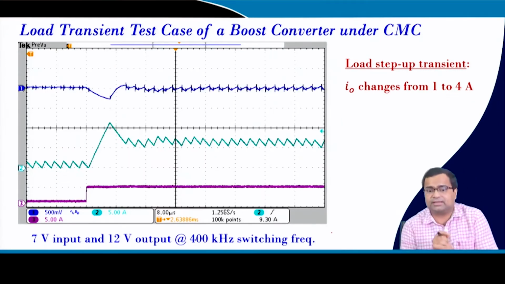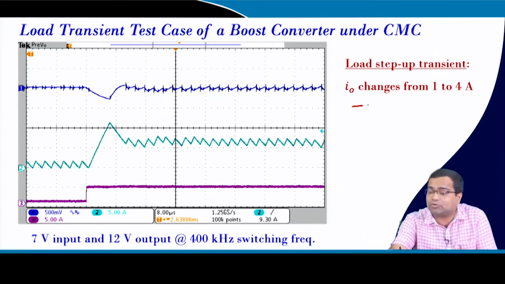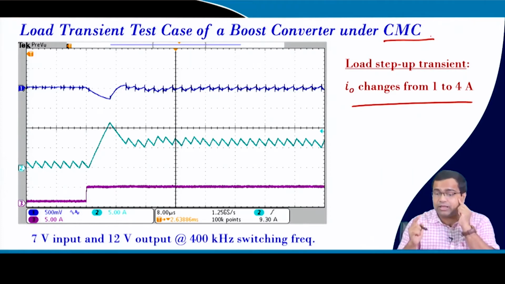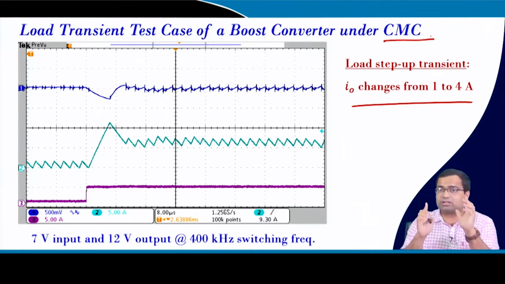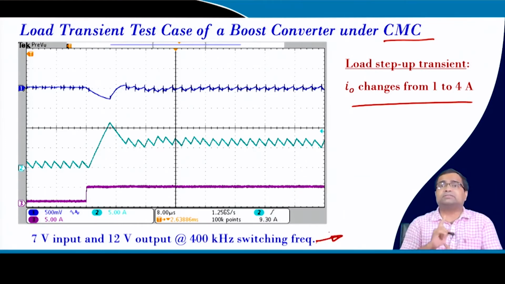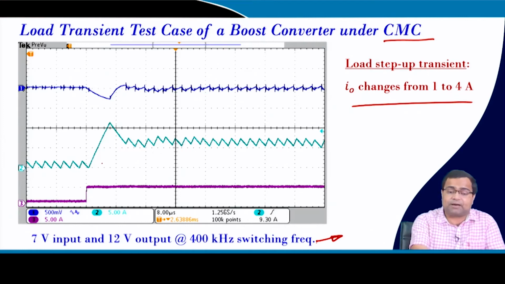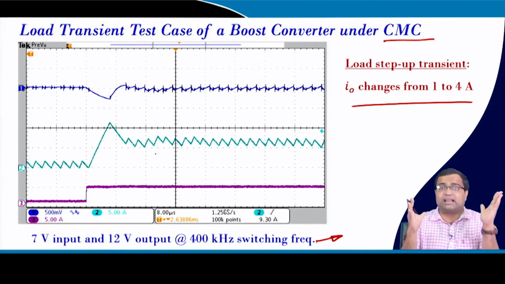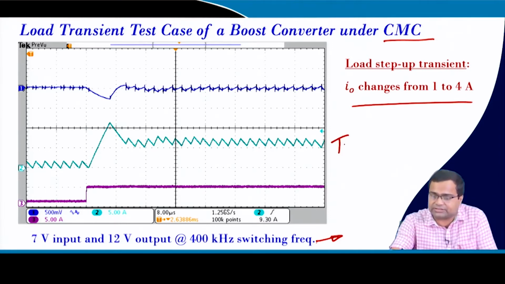Another scenario I am showing: here it is again a boost converter, the same load transient, but now under current mode control, and here we are using a large signal based control, not small signal. Even in current mode, your performance will be limited because of the right half plane zero, but here we have applied some large signal based controller design, which we will discuss at the end of this course, and you could achieve super fast performance of the boost converter.